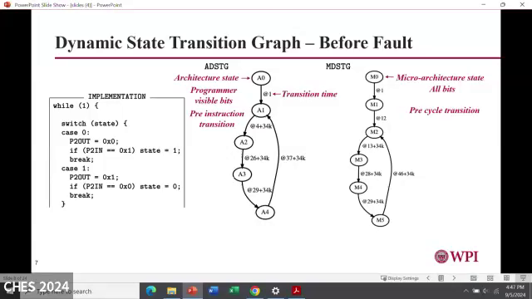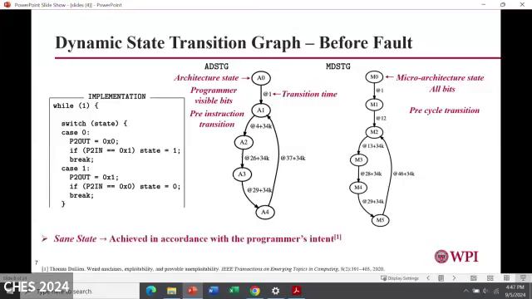All of these bubble states here, A0 all the way to A4 and M0 all the way to M5, we call sane states. Sane states can be achieved in accordance with the programmer's intent. And all the combinations of all possible sane states, we call the sane machine. So now the DSTG presents the sane machine of this application.